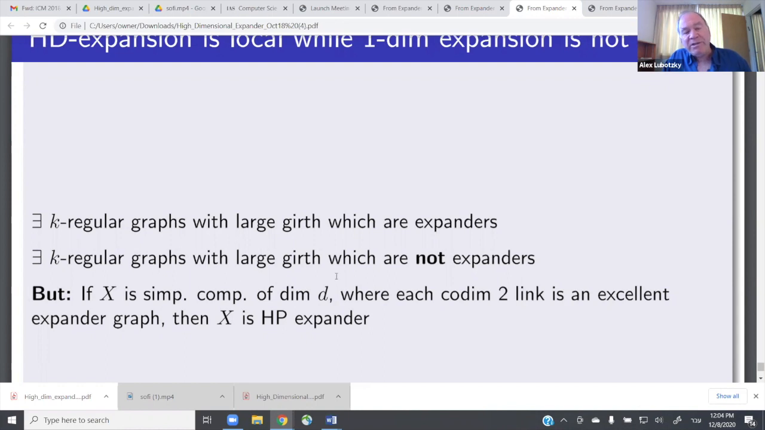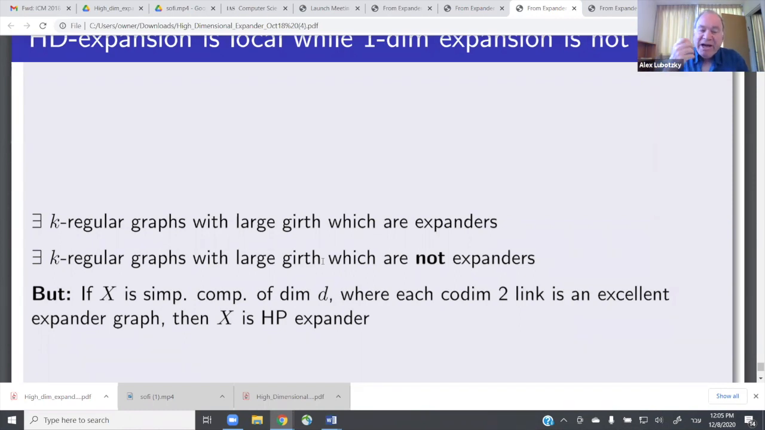Sorry, it's not difficult to get graphs that are not expanders, but the Ramanujan graphs constructed by Sarnak, Phillips and me also have very large girth. So you see, on the other hand, you have k-regular graphs which have large girth and are not expanders. Namely, we have graphs which locally look very much the same. Both of them look like trees up to very large radius, and still globally they are very different.